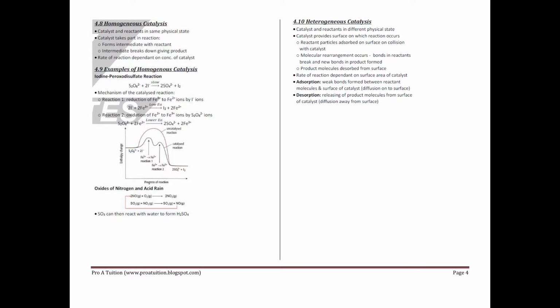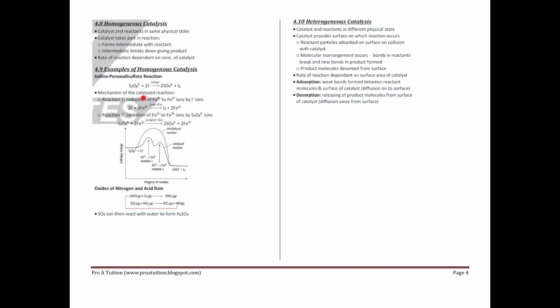Now, an example of homogeneous catalysis: the iodine peroxodisulfate reaction. The iodine is I2, and peroxodisulfate is S2O8 2-. You can see the mechanism here. S2O8 2- reacts with 2 iodide to become 2 sulfate plus iodine. This is the slow step, so this is the rate determining step. Sometimes S2O8 is also known as thiosulfate.